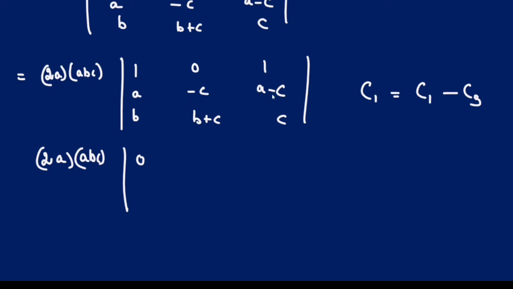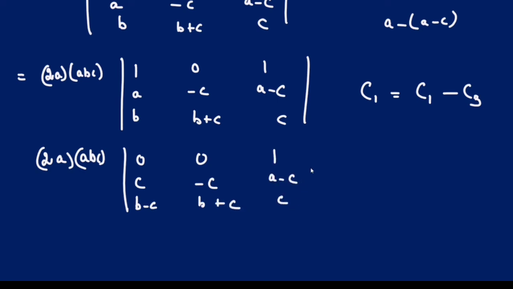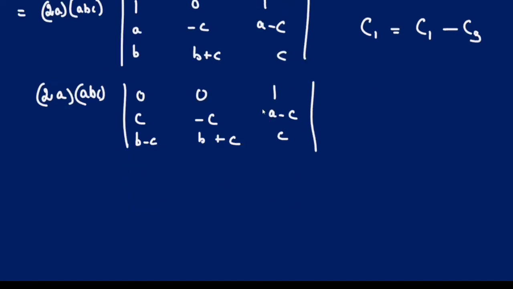What happened here? If you subtract, what will you get? A minus, yeah, very good. It will become plus C. And this will become B minus C. Second column as it is. Third column as it is. Now enough, we got 2 zeros in a row. Now you can expand. Expand means find the value of the determinant.